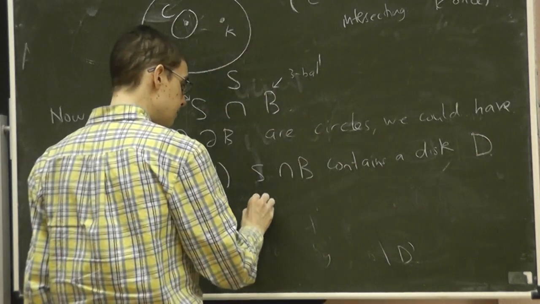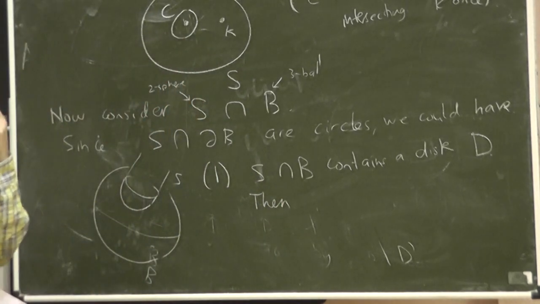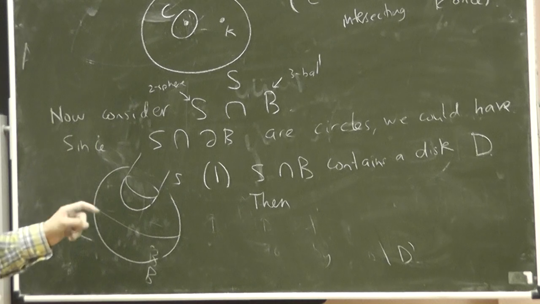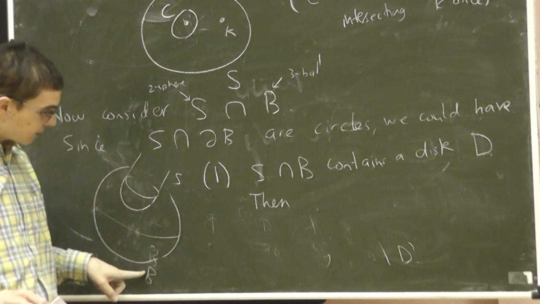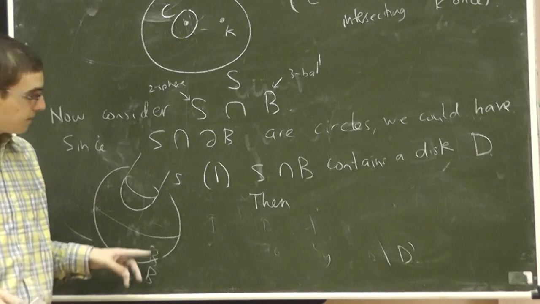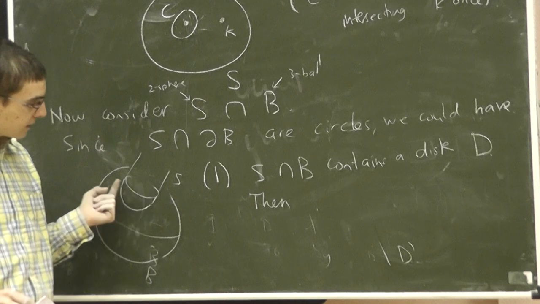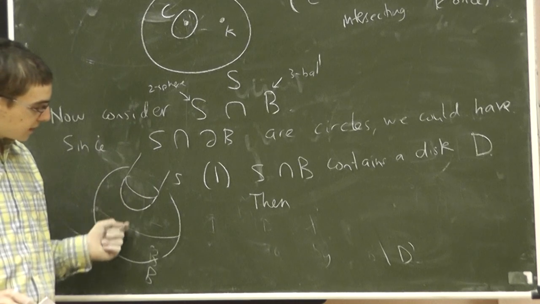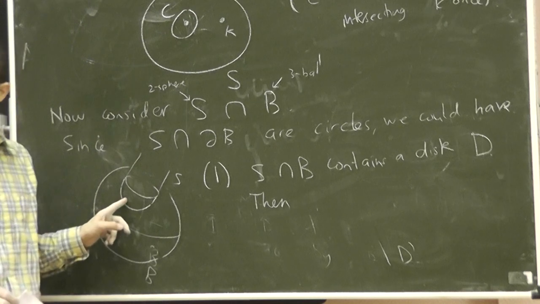Now then, the disc, so firstly, is this okay? We have a curve on the boundary of B intersecting S. So we could have the case that the curve bounds a disc inside the three-ball. Just this picture. Do you see what is happening?